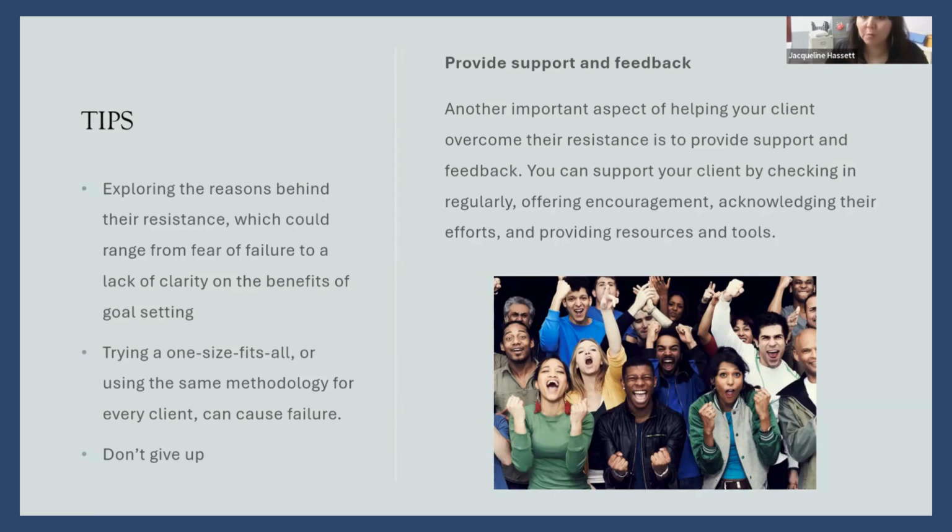So make sure you're providing that feedback. Make sure that you're celebrating the wins, and that you're helping people and giving them honest feedback so that they can improve and do good.